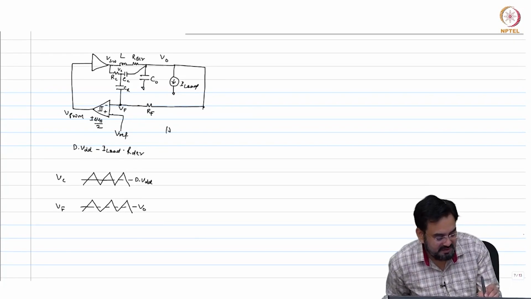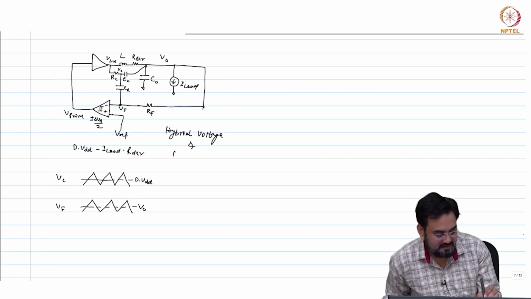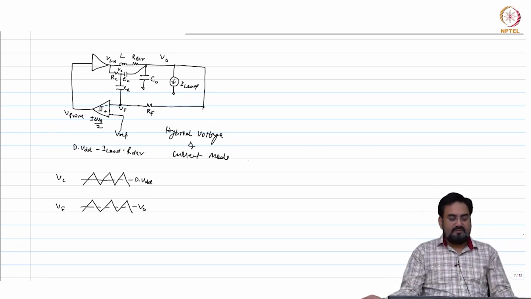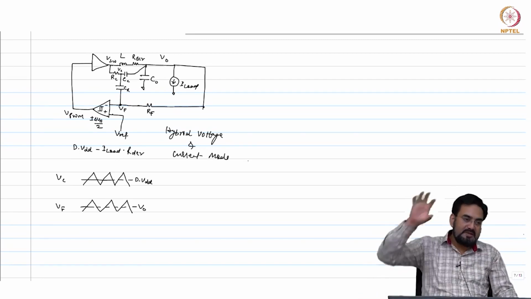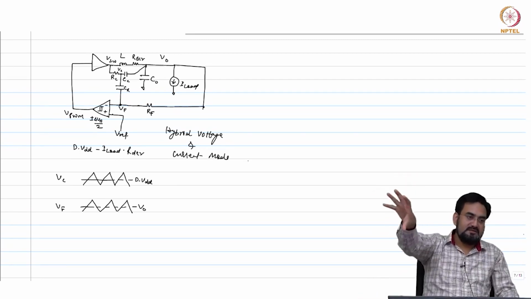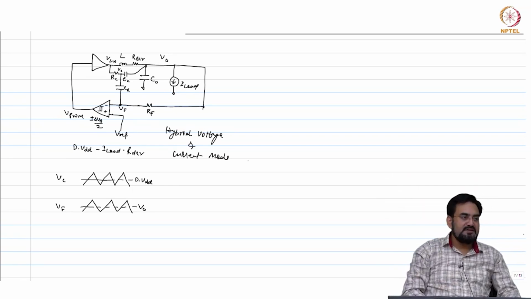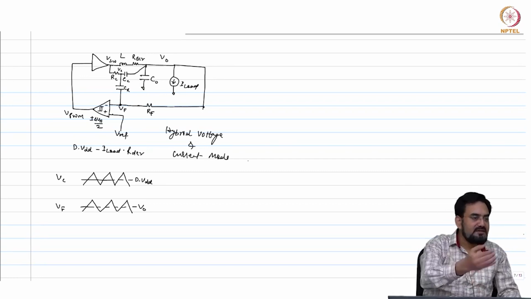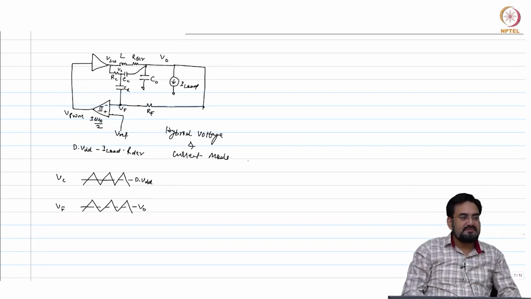So this is hybrid voltage and current mode. I have decoupled both the voltage path and the current path. My voltage path can keep regulating the V out, and the current path will supply me the ripple. Okay.